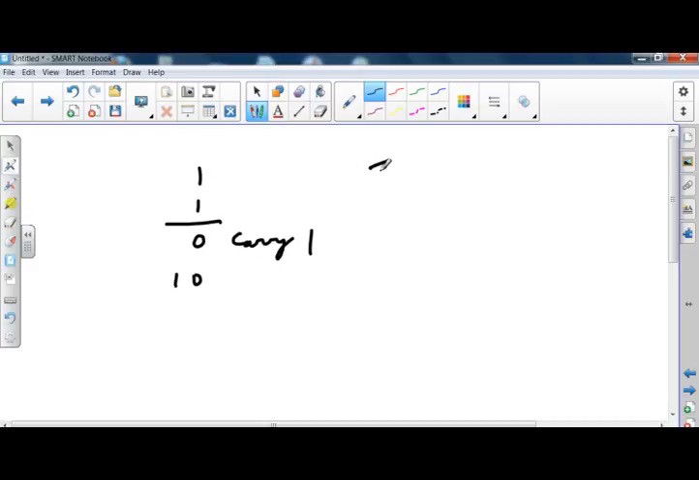So we have the sum of A and B. That's going to be A exclusive or B. If this is A and that's B, and they're both 1, I get a 0. If they're both 0, I get a 0. If one is 0 and the other one is 1, I get a 1. And so that's my summation. And then how do I get the carry? Carry is AB. They both have to be 1 to get a carry.